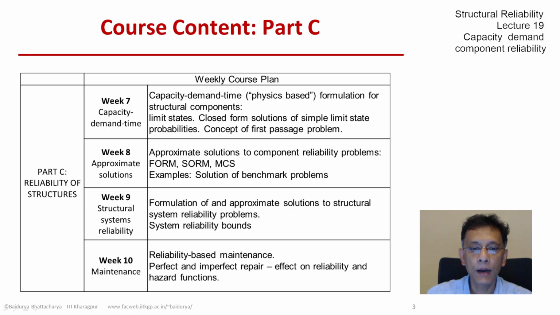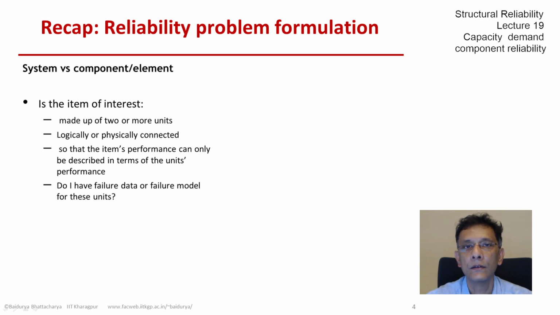So with that in mind, let's recap some of the key aspects that we covered in the last part, which is part B. So we had a way to differentiate a system reliability problem from a component reliability problem. So this is how we approached it. Is the item of interest that we are trying to solve reliability for, is it made up of two or more units that are logically or physically connected, so that the item's performance can only be described, and that's key, can only be described in terms of the unit's performance.